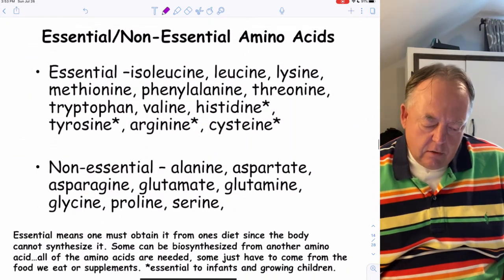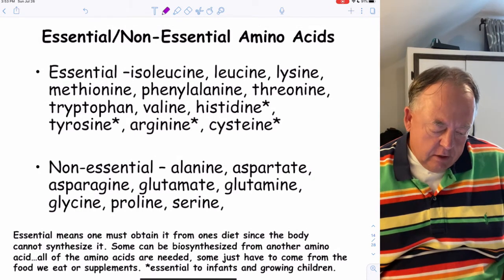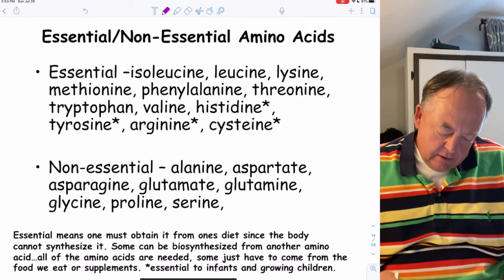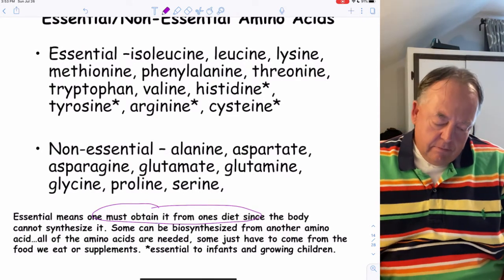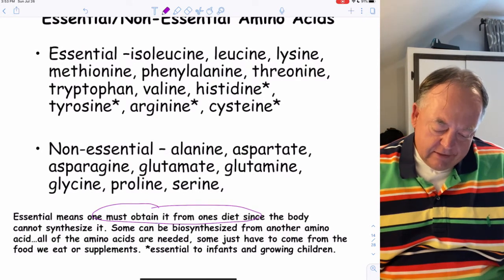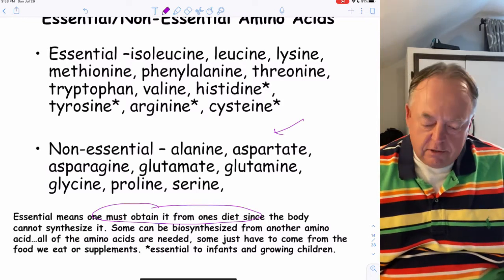Okay, so some of the amino acids are essential, some are non-essential. The essential amino acids simply mean that one must obtain them from the diet. The non-essential amino acids can be synthesized biologically.